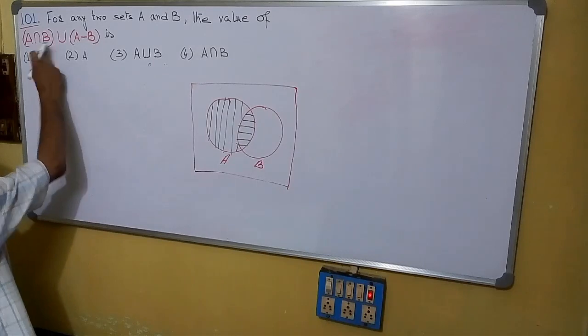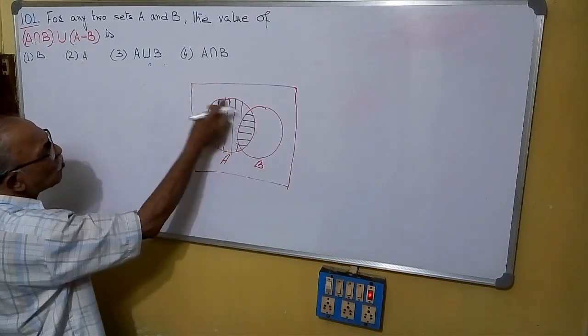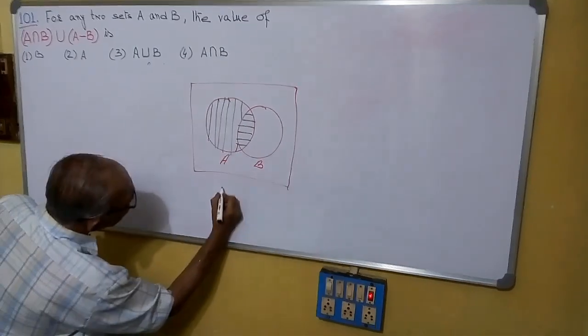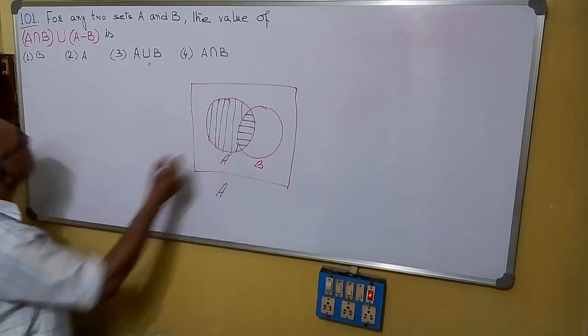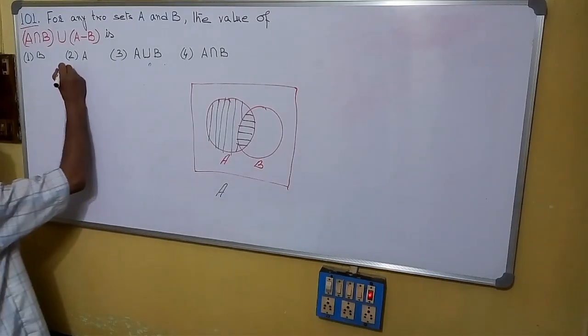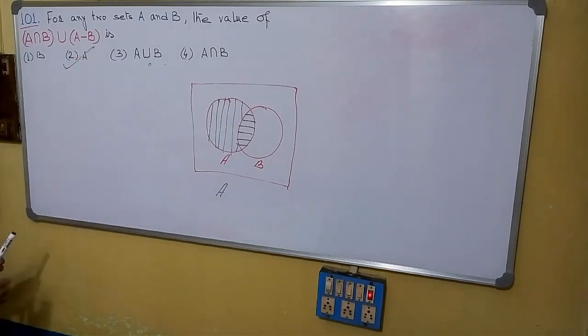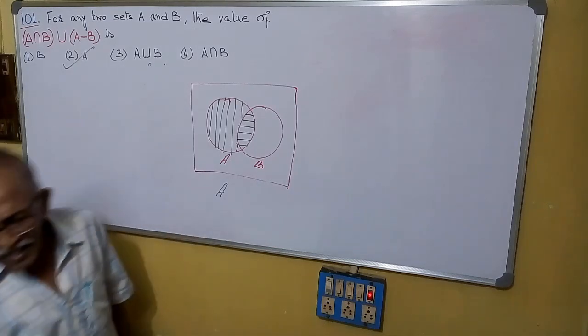Now, the union of these two. Union means all the areas. So the entire area is A. This is our solution region. So this is the correct option. Hope I was able to explain these things.